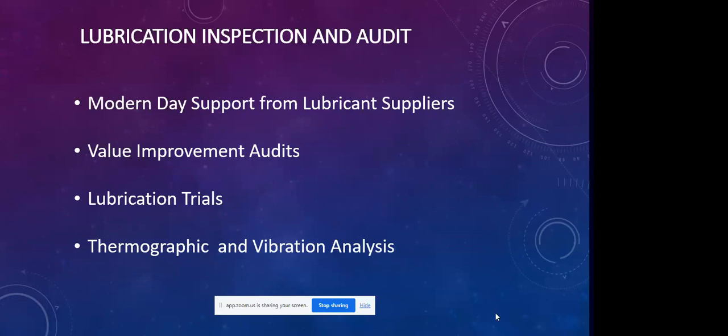Occasionally, you invite them over to come and do a value improvement audit. In this audit, they look at all your lubrication points from the start of the process to the end of the process. In there, they will identify a lot of abnormalities, a lot of poor practices, and they may identify a lot of obsolete practices. They put together a report and help you to correct them.